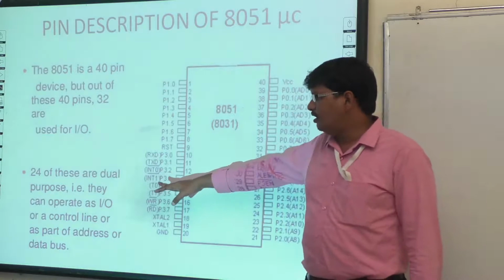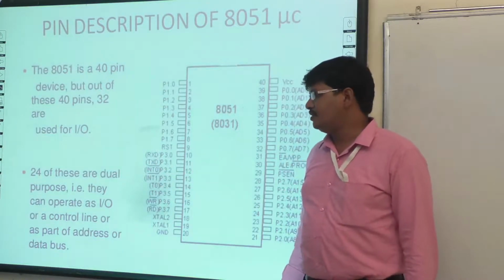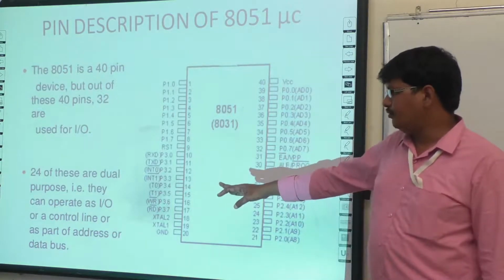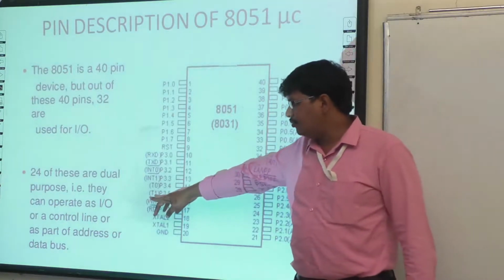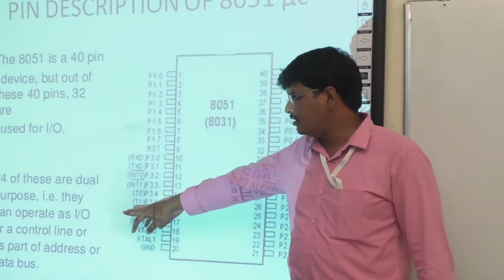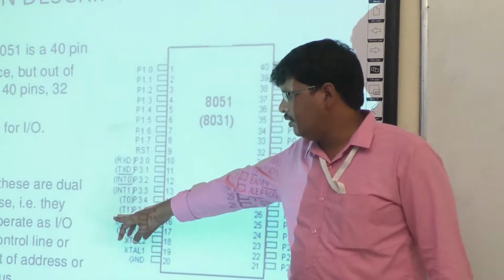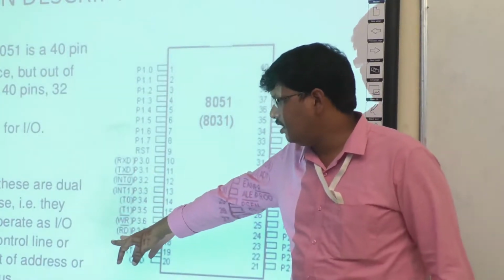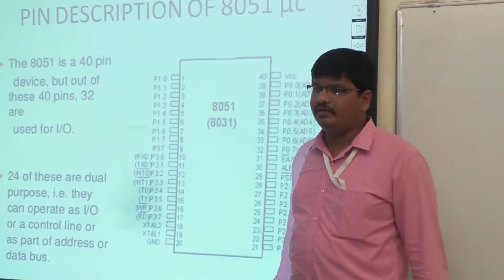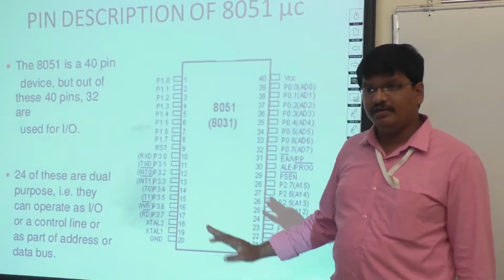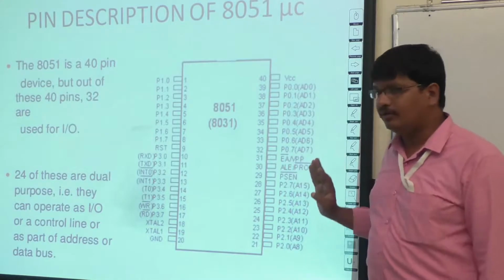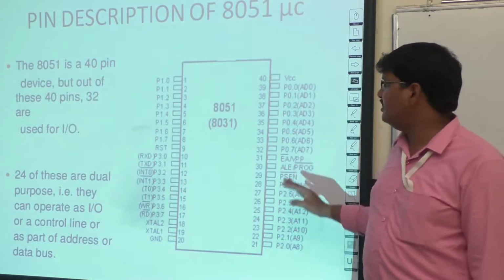24 of these are used for dual purpose. That is, they can serve as input output as well as for control operation, as control links. They are used for input output operation as well as for control operation. Or they can be used as part of the address or data bus. This is the overall pin diagram of the 8051 microcontroller, 8031 microcontroller.